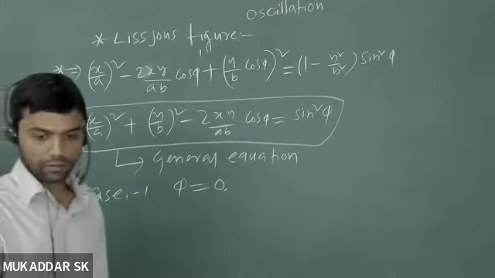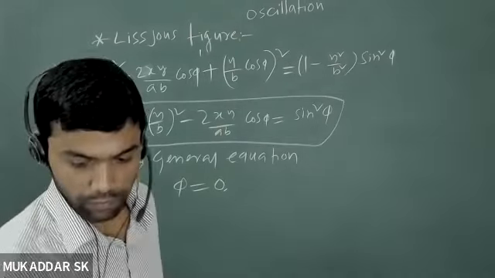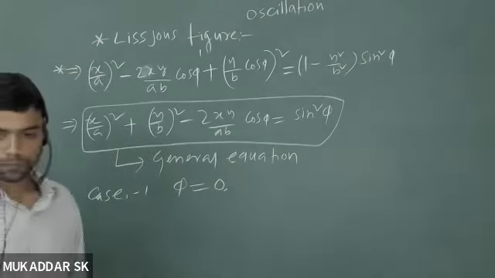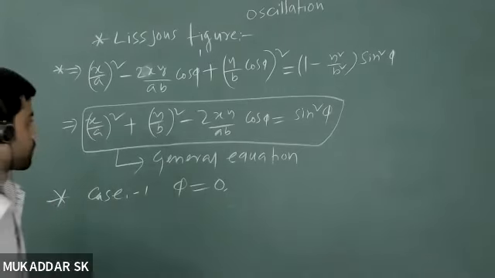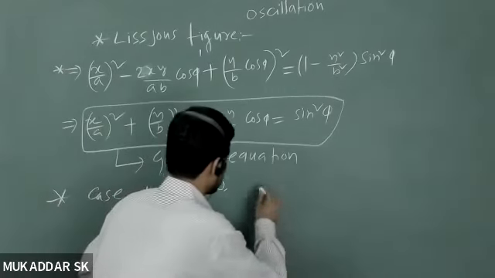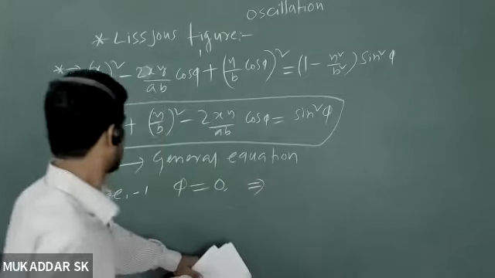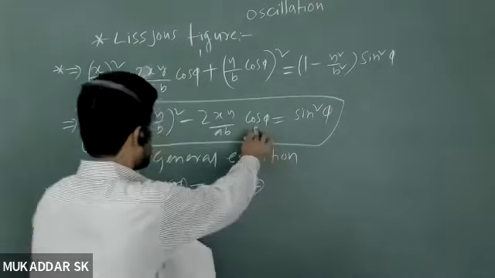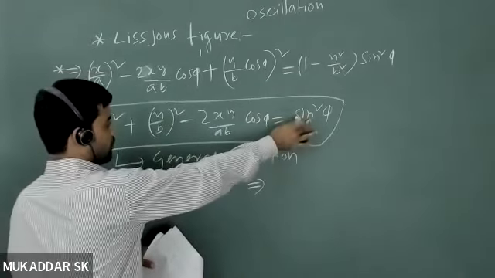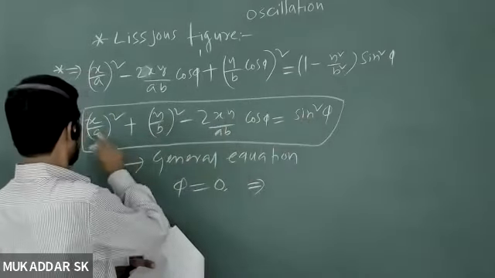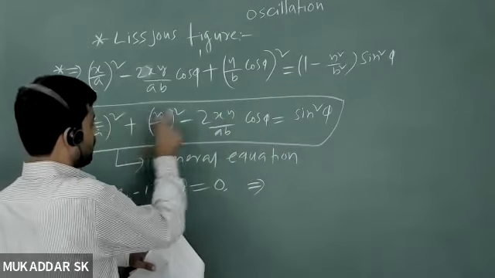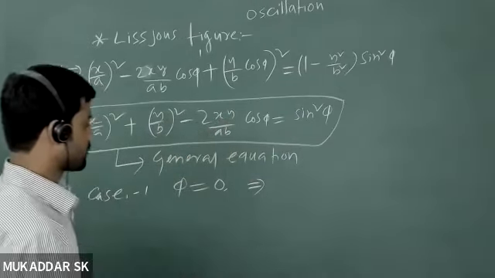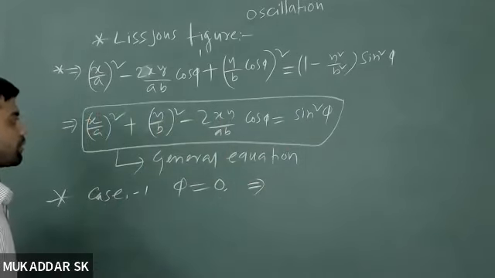If you substitute phi equals 0 in this equation, then what will we get? (x/a)² + (y/b)² − 2xy/(ab). Exactly. So if you substitute phi equals 0, this term will be how much now? 1, and this term 0. So this will be the formula (x/a)² − 2xy/(ab) + (y/b)². So this is the equation like (a − b)², right?